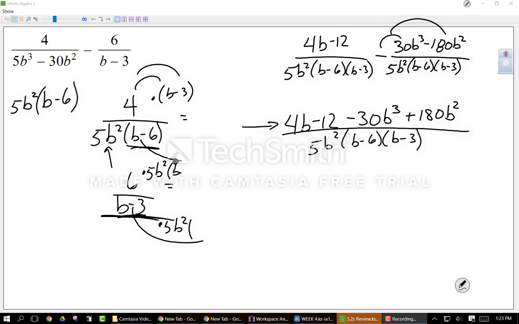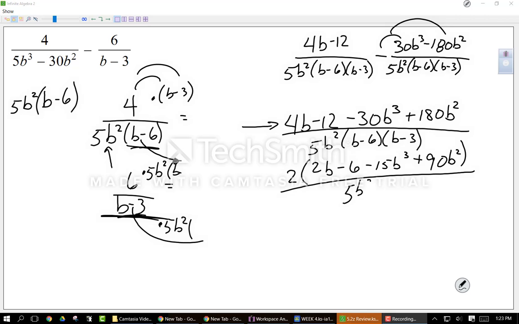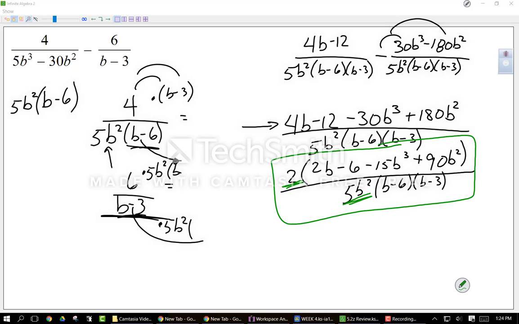So now what do I have to do? Let's pull out numbers that they have in common. All of them can be divided by 2. So let's pull out a 2, times 2b minus 6 minus 15b to the third plus 90b squared, over 5b squared times b minus 6 and b minus 3. And because the monomial in the denominator and the monomial in the numerator cannot be simplified, that is my final answer.